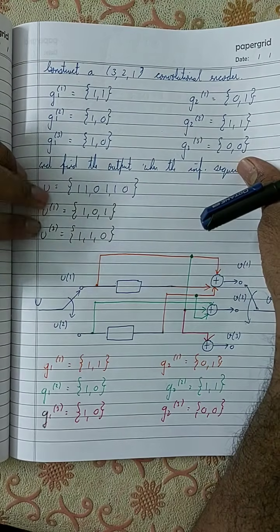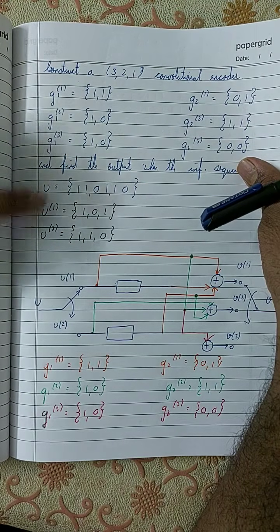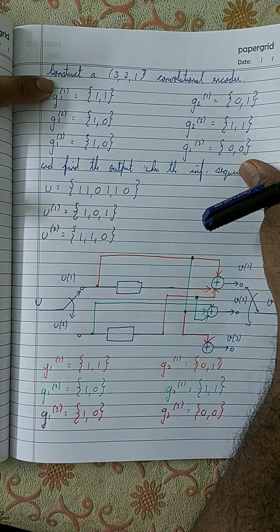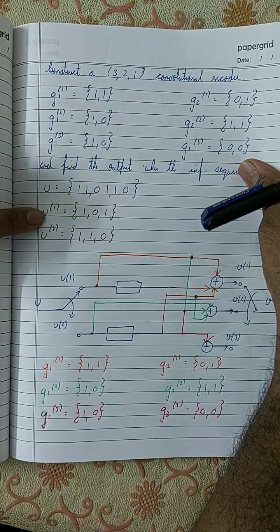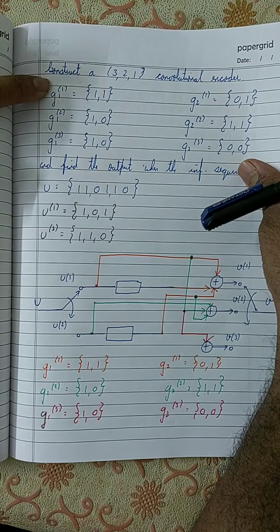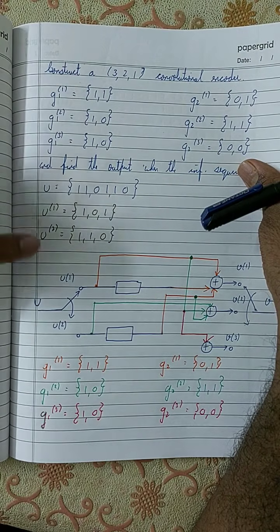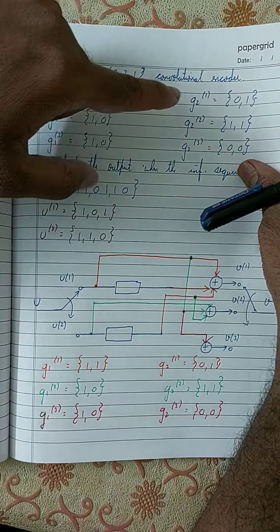Or in other words, you multiply u of 1 with this, and then you multiply u of 2 with this. That is, you multiply u of 1 with the generator sequence with respect to the first input, and then you multiply u of 2 with the generator sequence with respect to the second input.